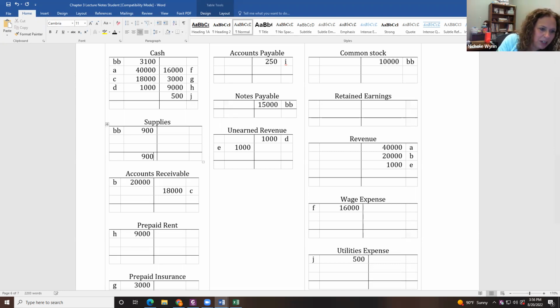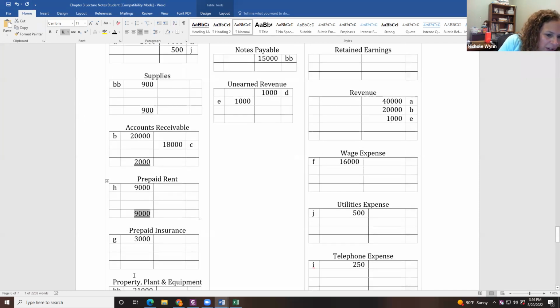Some of them are really easy, like supplies. We didn't do anything with it. You can just rewrite the number and double underline it. Okay, it looks like accounts receivable is 2,000, and then you would double underline it. Again, the way I find that is accounts receivable is an asset, so it should have a balance on the debit side. This is the positive side, and this is the negative side, so 20 minus 18. So the 9,000, you can just double underline the 9,000, or you can rewrite it and then double underline it.